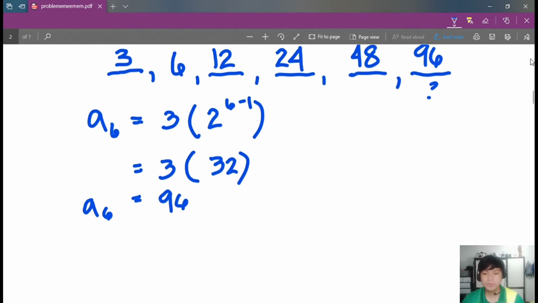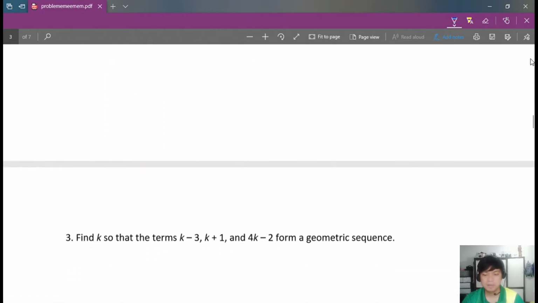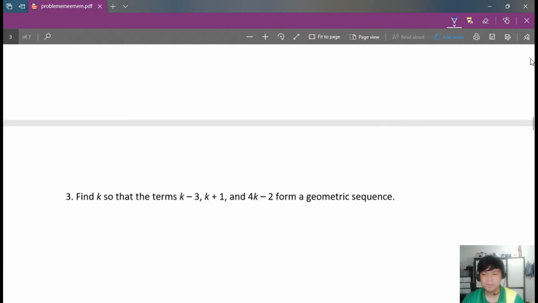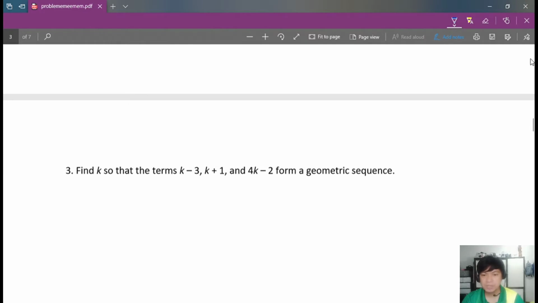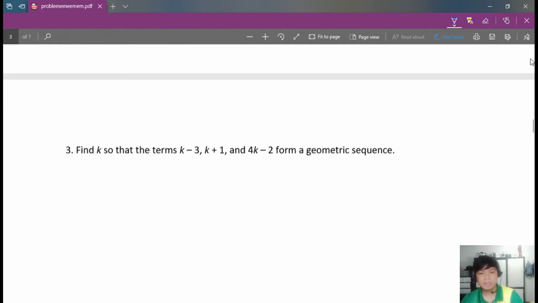Okay, let's move to number 3. Do you still remember our problems in arithmetic sequence, where we had a problem that asks for K? We also have that here in the geometric sequence. Find K so that the terms K minus 3, K plus 1, and 4K minus 2 form a geometric sequence. So, in our sequence, the first term is K minus 3. Our second term is K plus 1. And our third term is 4K minus 2.